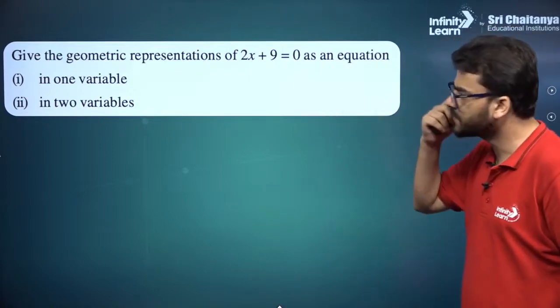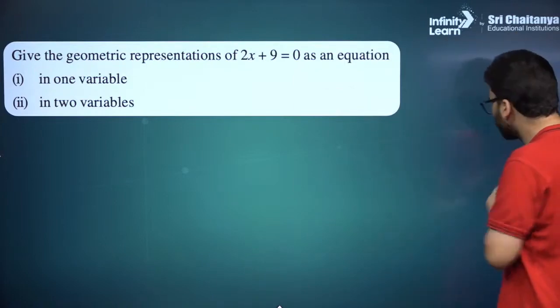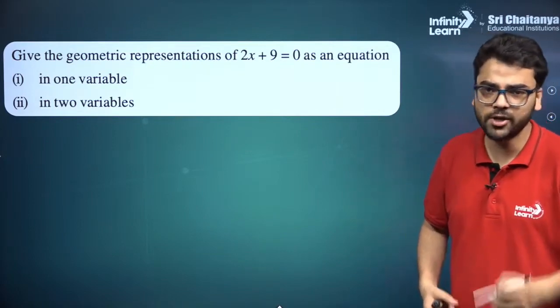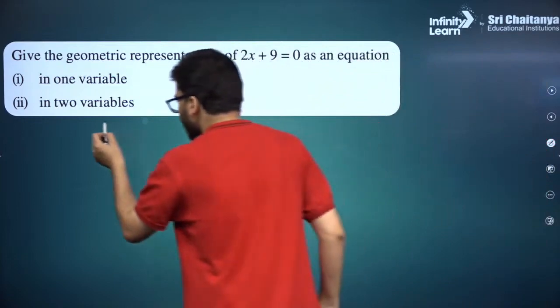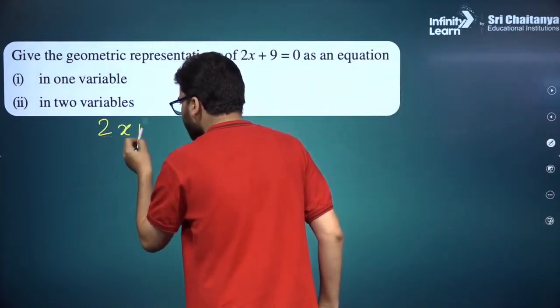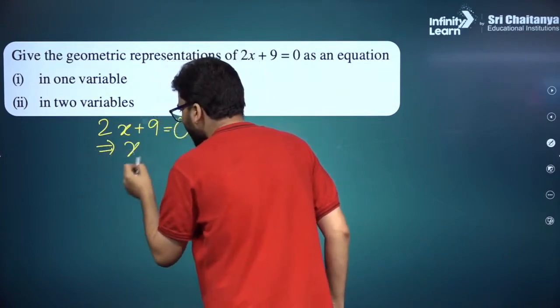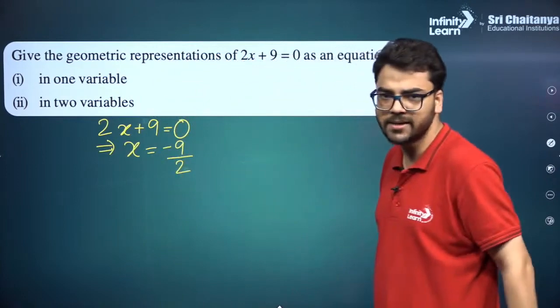This also I had explained in the previous session. So you have to geometrically represent. Geometric representation means you have to draw its graph basically. So the equation over here is 2x plus 9. Understand it properly, it's very important. So if you have got 2x plus 9 is equal to 0, see it properly. So I can say that x is equal to minus 9 by 2, correct? x is equal to minus 9 by 2.